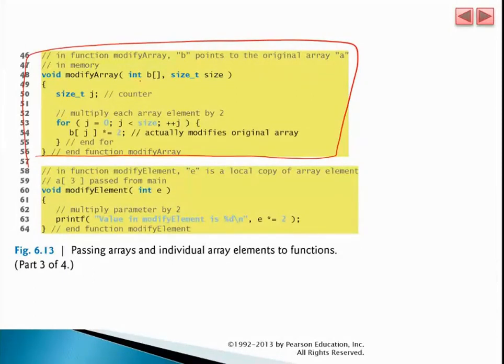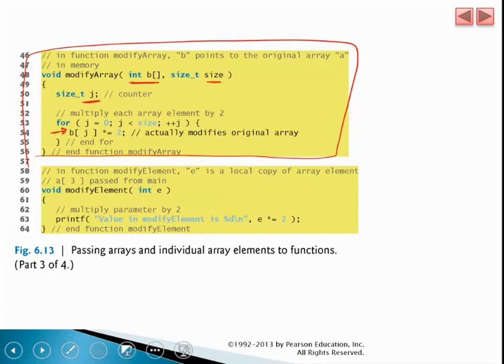So we have seen that, in the definition, I just write b. B is actually pointing to array a of the main function, and we will run a loop. So j is a local variable to this modify array function. We will run a loop from 0 to size. Size is also coming from the main function, and then we are multiplying each element with 2. Now this operation, you think that we are doing the operation on b array, but actually it is modifying the content of the actual array, the array a of the main function.